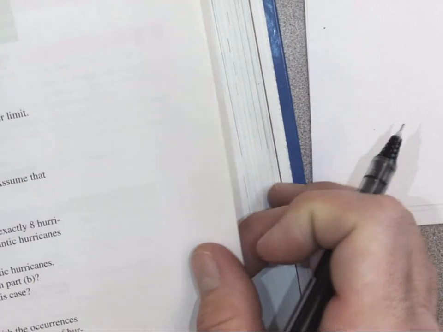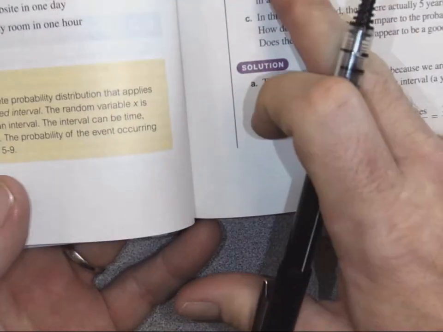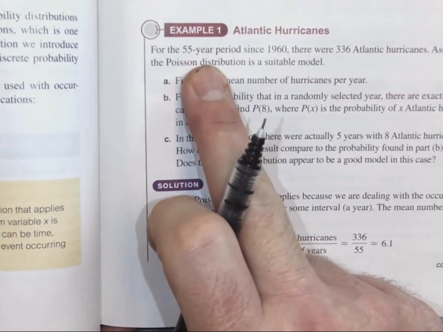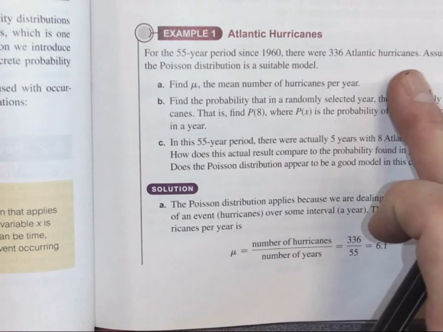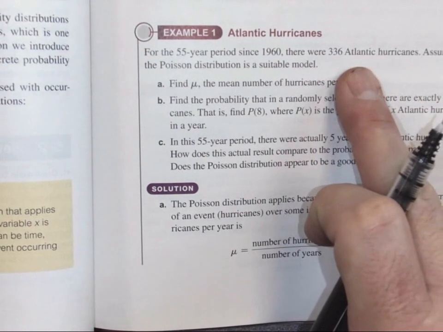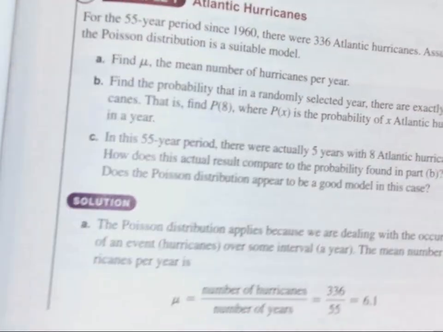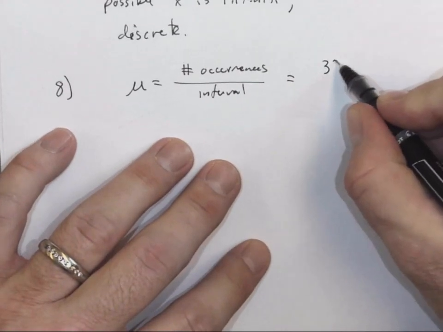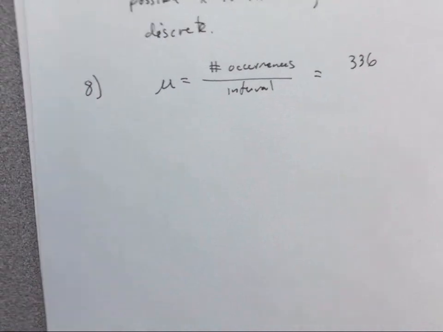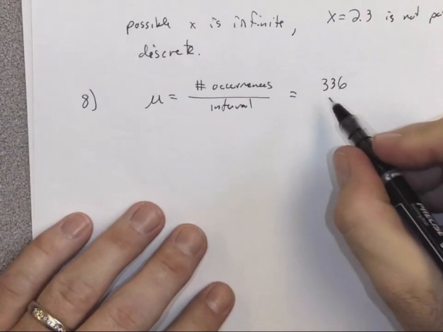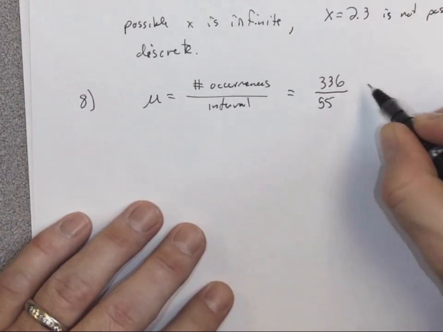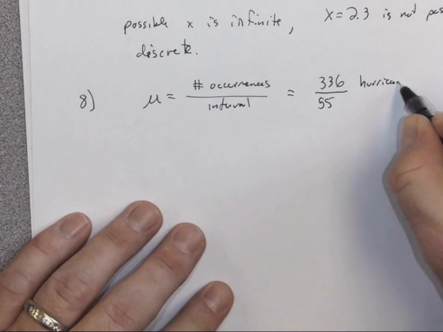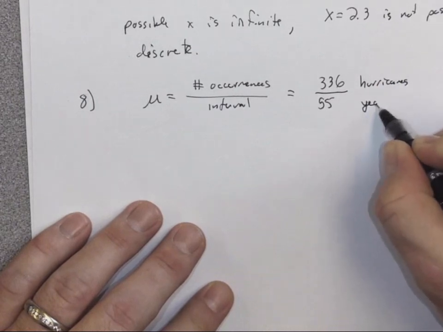So what we noticed in exercise 1 is that in a 55-year period, there were 336 Atlantic hurricanes. So this is the occurrences, and this is your interval. So you know that the mean is going to be equal to 336 divided by 55. So this is going to be hurricanes, and this is going to be years.